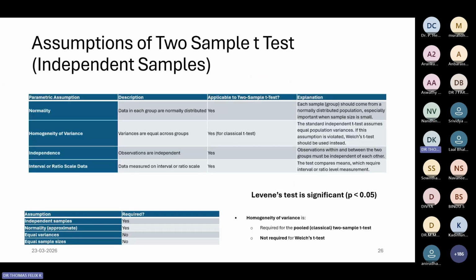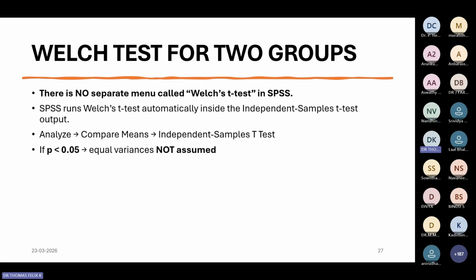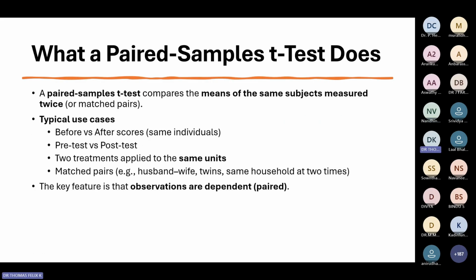I'll do the Welch test later. Now we are moving to the paired sample t-test. This is also a t-test; a t-test itself compares the means only. But if we have only one sample, then we have to go with this one.